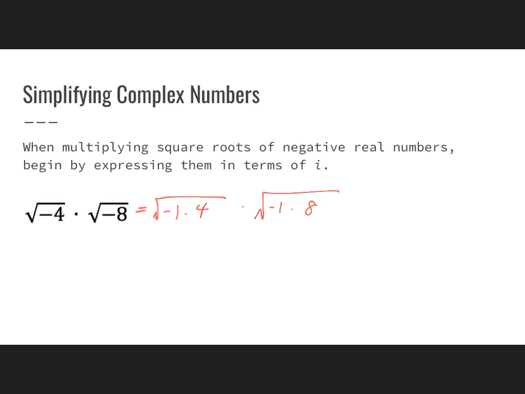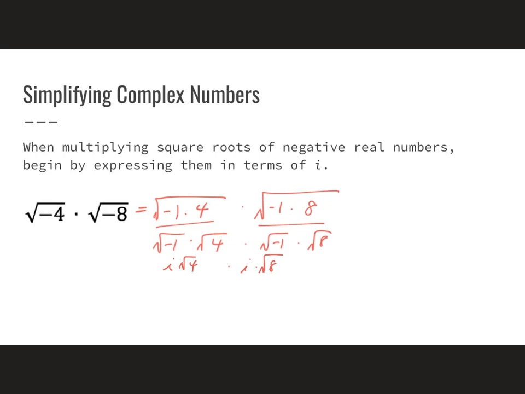Okay, so because I have this negative 1 underneath, I can actually just rewrite this as negative 1. Let me just erase this to be a little bit smaller. Negative 1 times square root of 4. And then this is the same thing, square root of negative 1 times square root of 8. So I can actually rewrite these square root of negative 1s as i's. So I have i times square root of 4 times i times square root of 8.